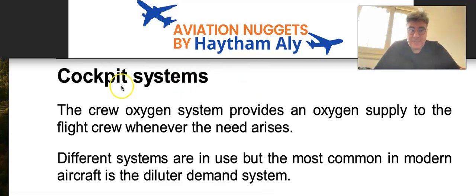As you can see, everybody, the crew oxygen system provides an oxygen supply to the flight crew whenever the need arises. The need will arise in case of emergency cabin depressurization, when we are going to descend rapidly, for example, from 35,000 feet to less than 10,000 feet, or in case of smoke, an emergency situation happening in the cabin or cockpit.